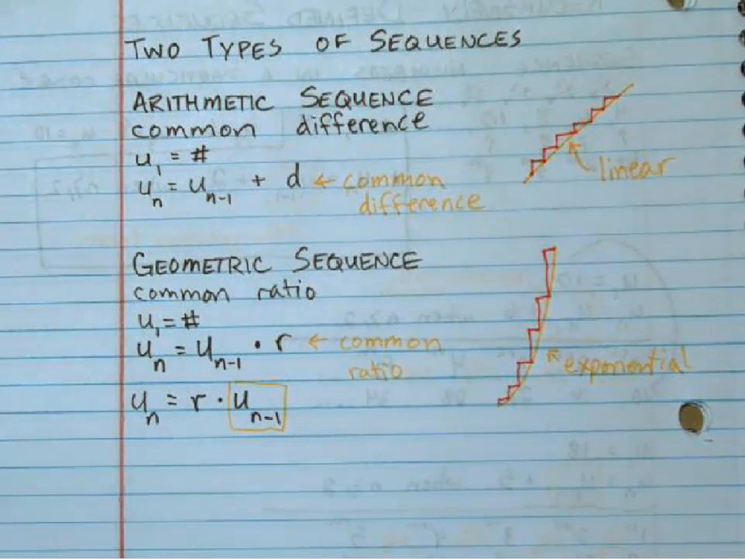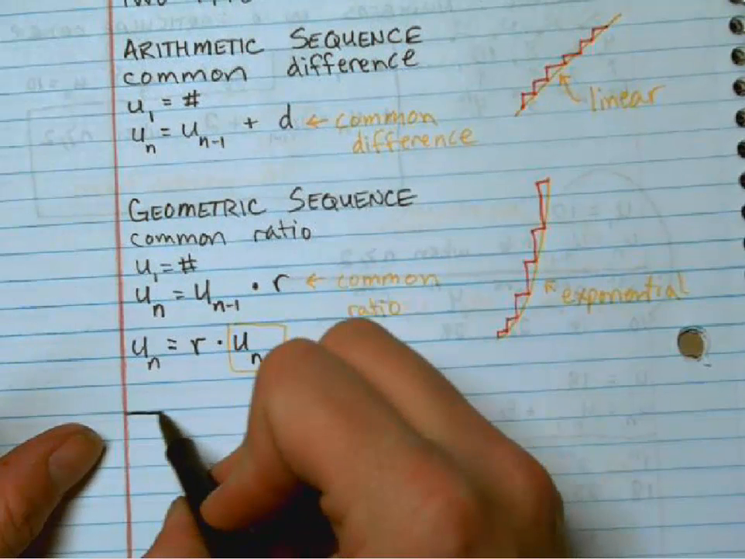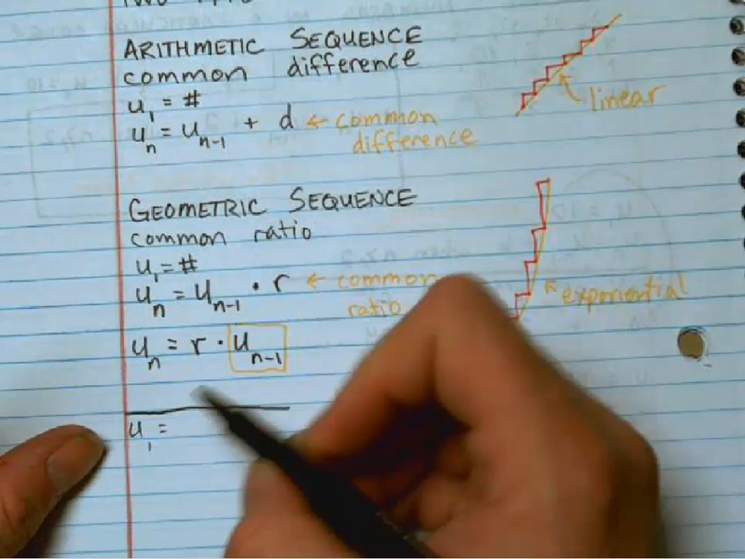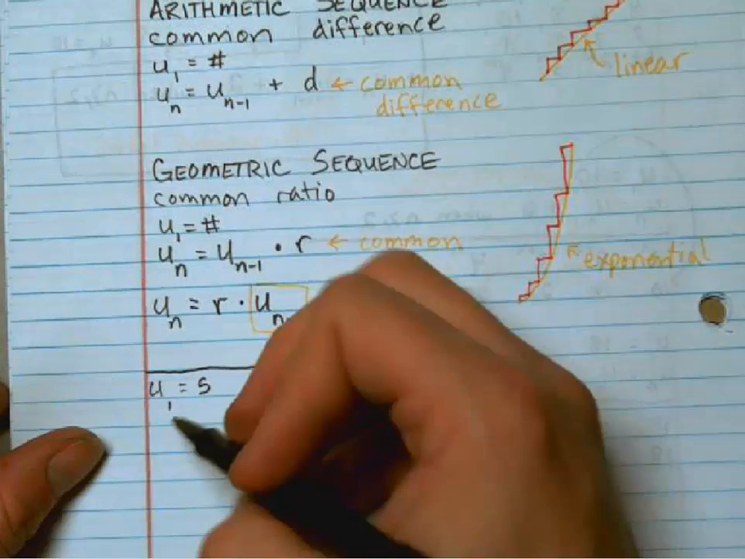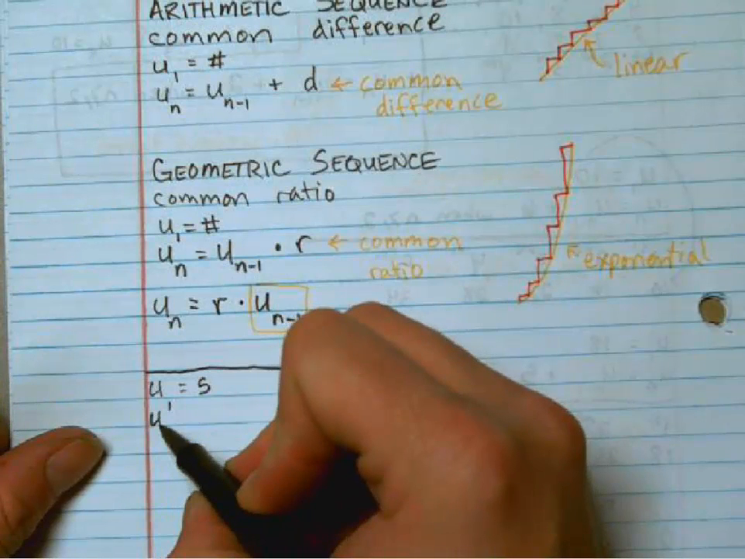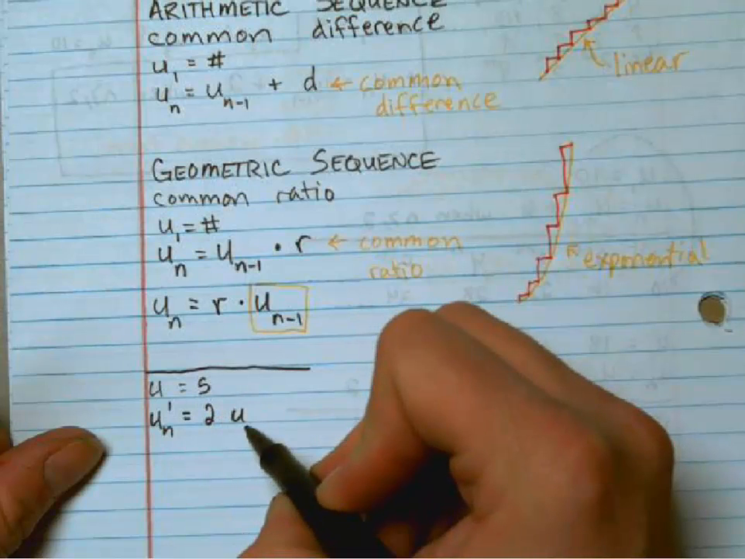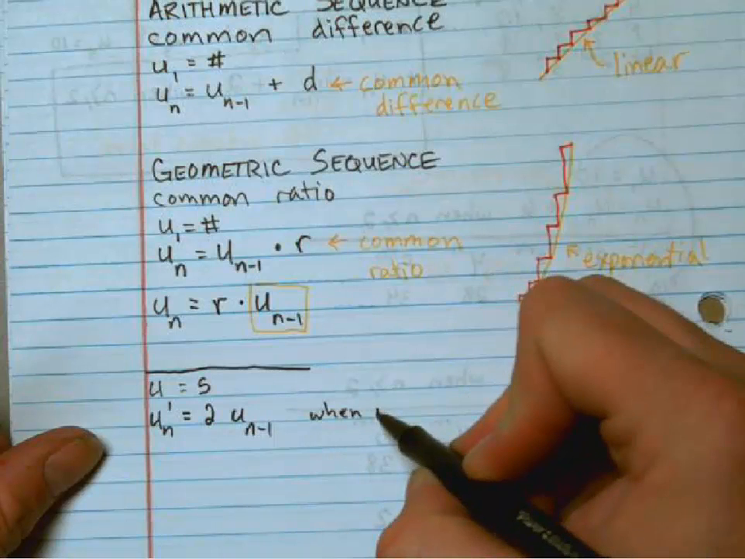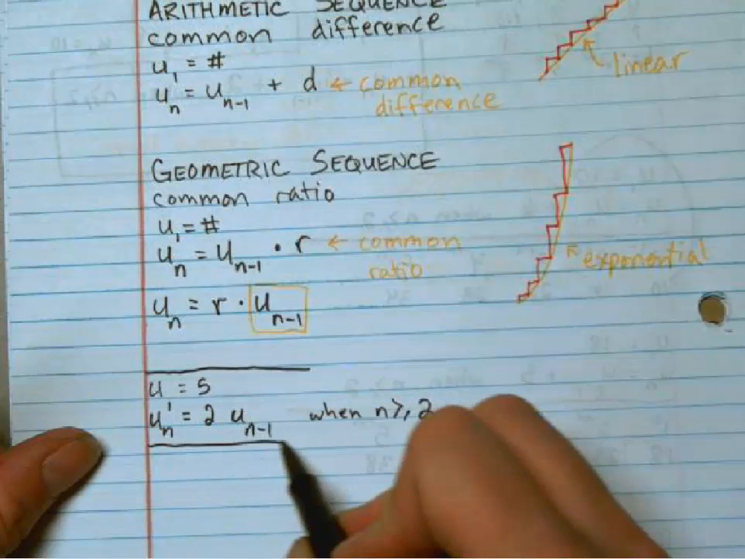Well, let's take a look at a geometric sequence, because they're fun. Okay, so here's a sequence. U sub 1 is equal to, let's say, 5. And U sub n is 2 times U sub n minus 1. We use this rule when n is greater than or equal to 2. I'm going to draw the line.